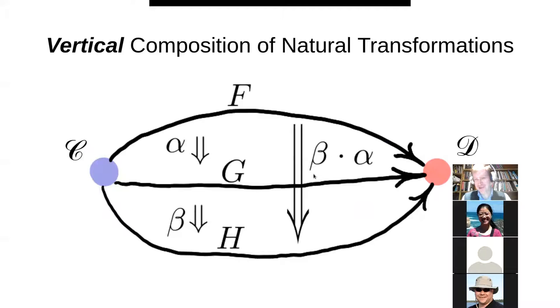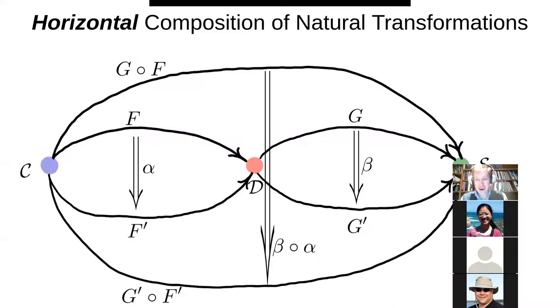not vertical transmission. Sorry, vertical transmission is where an infectious disease is transmitted from the mother to the unborn baby. That's not what we are referring to here. This is vertical composition of natural transformations. I'm getting ahead of myself for my next meeting, I guess.